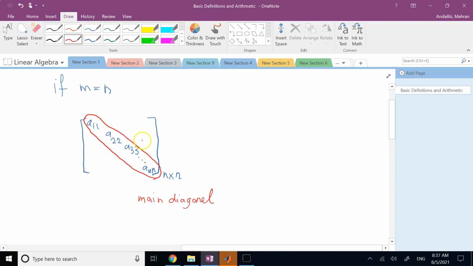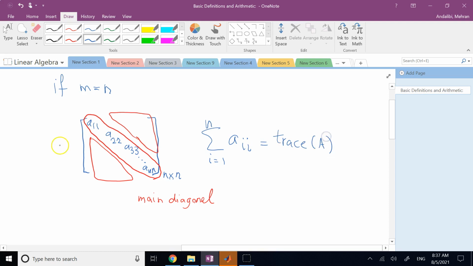These entries here are above diagonal. These elements here are below diagonal. Okay? The sum of the elements on this main diagonal is called the trace. The main diagonal entries are all like a_ii, and the summation of a_ii from 1 to n is called the trace of this matrix A. So trace is the sum of the diagonal elements.